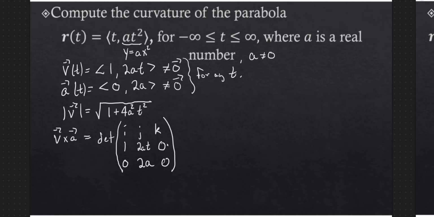So let's find the determinant of this. It's been a minute since we've done a problem like this, so let's go ahead and remind ourselves how to do this. I'm going to expand along the first row. So i times the determinant of this.